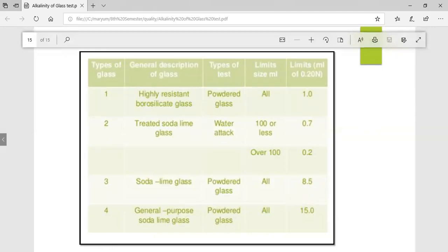So this was about the alkalinity of the glass test, for the quality control test of glass to determine the nature and type of the glass. This was all about the alkalinity of the glass test.